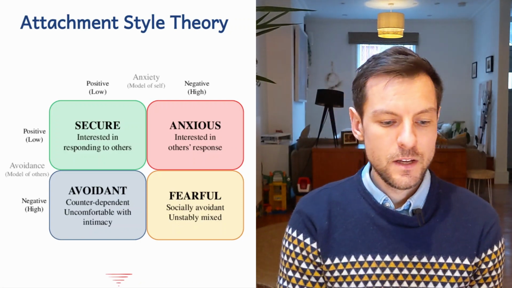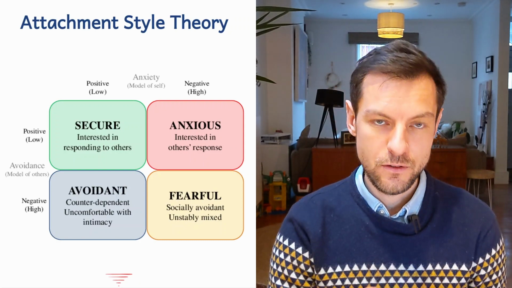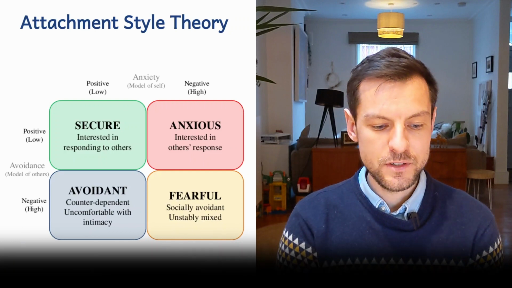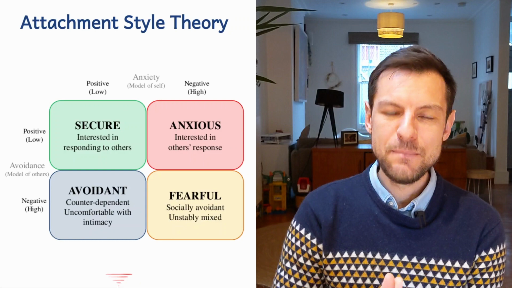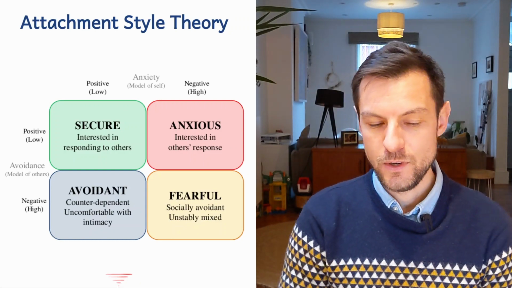Then the other one is the model of others. How are you towards others? If you have a negative model of others, it is because you don't necessarily rely on people. You don't reject them, but you keep people at arm's length. You are struggling to build close relationships.